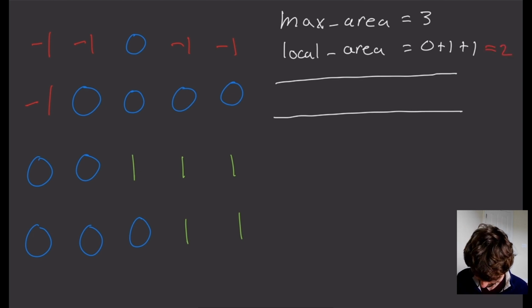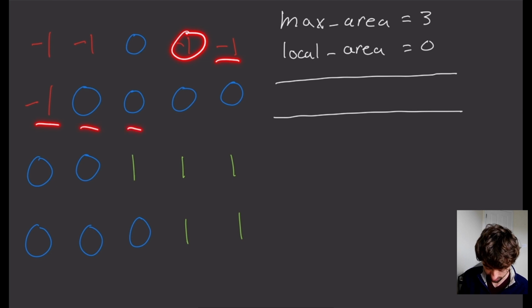So our local area is equal to 2, but this is not bigger than our max area. So we don't update our max area because the island wasn't bigger. And then we can clear all of this and keep iterating. We will then loop over all these other values in the grid all the way down until we get to this one right here.